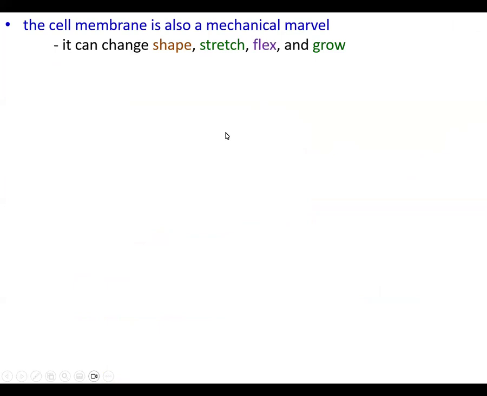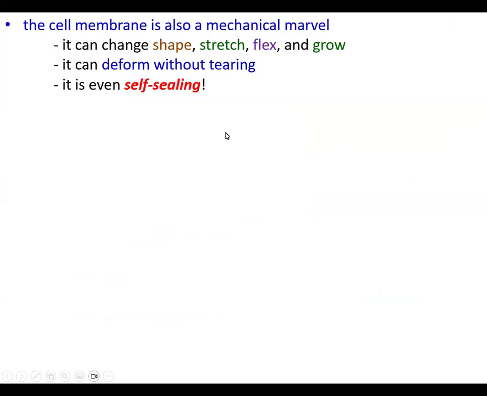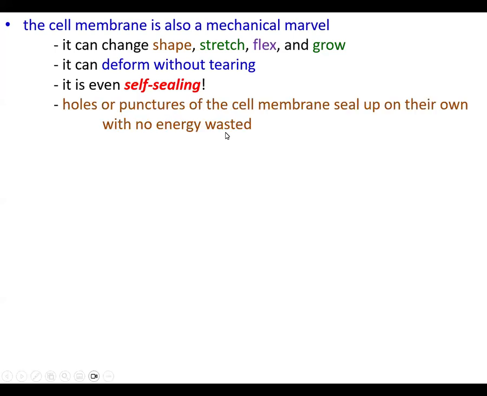They can change their shape, as we just said, when they're moving. Cell membranes can be stretched, they can be flexed, they can grow, they can shrink, they can deform without tearing, and most impressively, they are self-healing. If you were to punch a hole into the center of a cell membrane, within seconds that hole would spontaneously close and seal up again. All of this because of the simple chemistry of the cell membrane. So really quite impressive what the cell membrane can do.